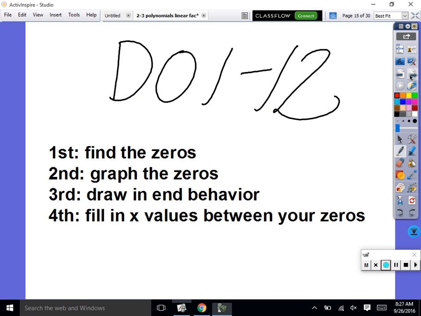Okay. So do 1 through 12. First, find the 0. Second, graph the 0. Third, draw an end behavior, and then fill in the x values between your zeros. So just sketch in the best graph you can.